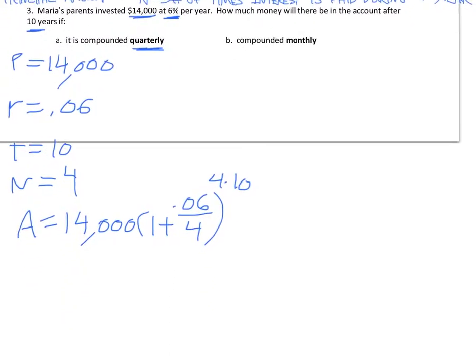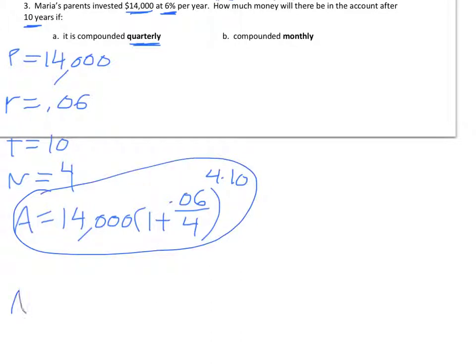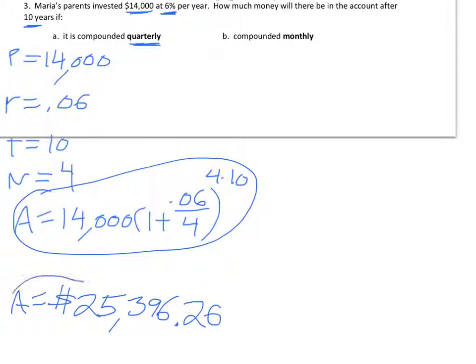That's really it. These problems are really just plug and chug. Once you know what you're plugging in, let the calculator do the work for you. If you take this whole thing and plug it into your calculator, you're going to get an answer. Make sure you round it to the nearest cent, which would be the nearest hundredth. This would give you $25,396.26. That would be your answer there.